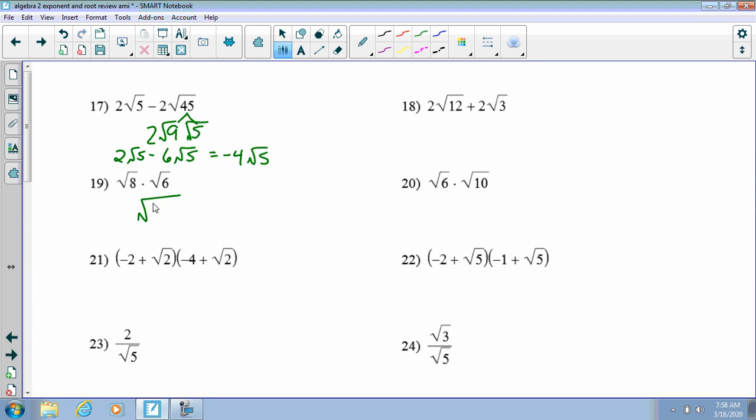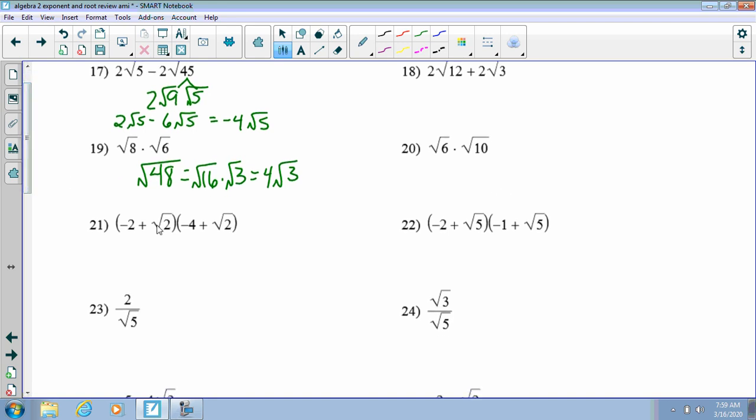So 8 times 6 is 48. And is there a perfect square in 48? That's 36. No. 25. No. What about 16? Does 16 go into 48? Yes, it does. So that is the square root of 16 times the square root of 3. And what is the square root of 16? That's 4 root 3. Okay? So let's multiply them together. You do the same thing on number 20.